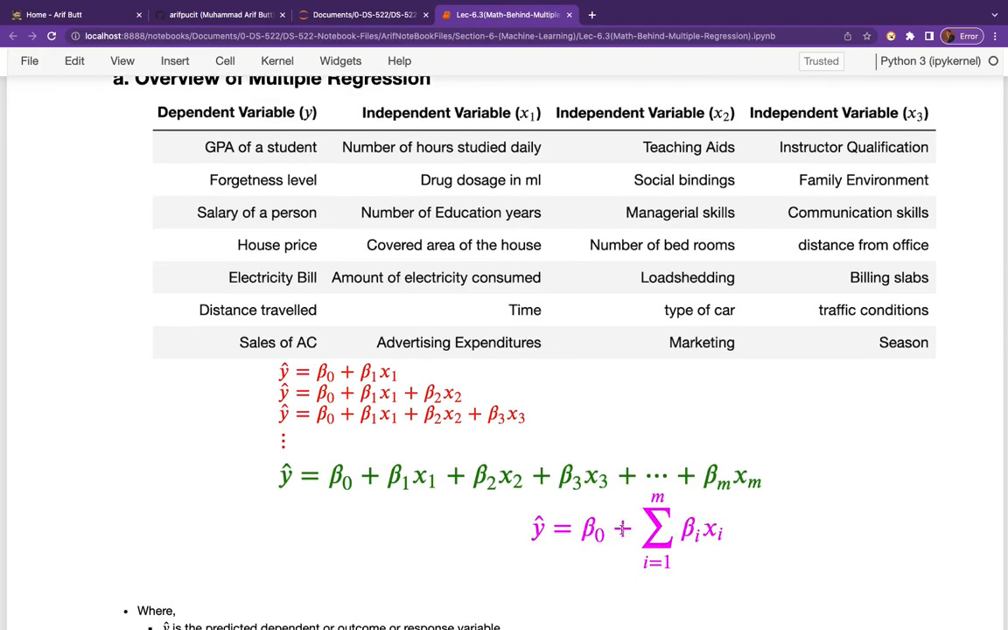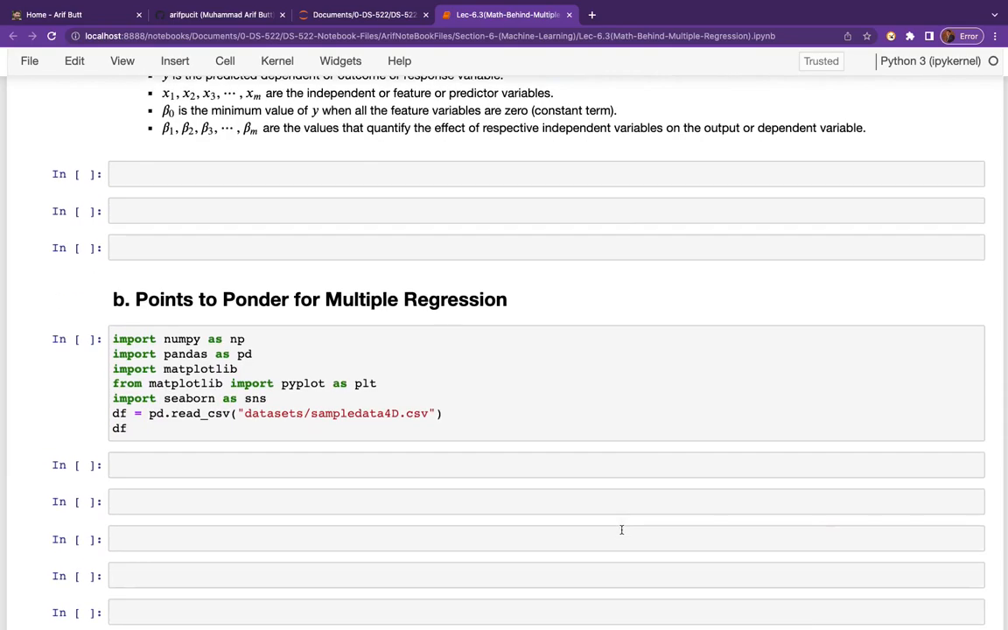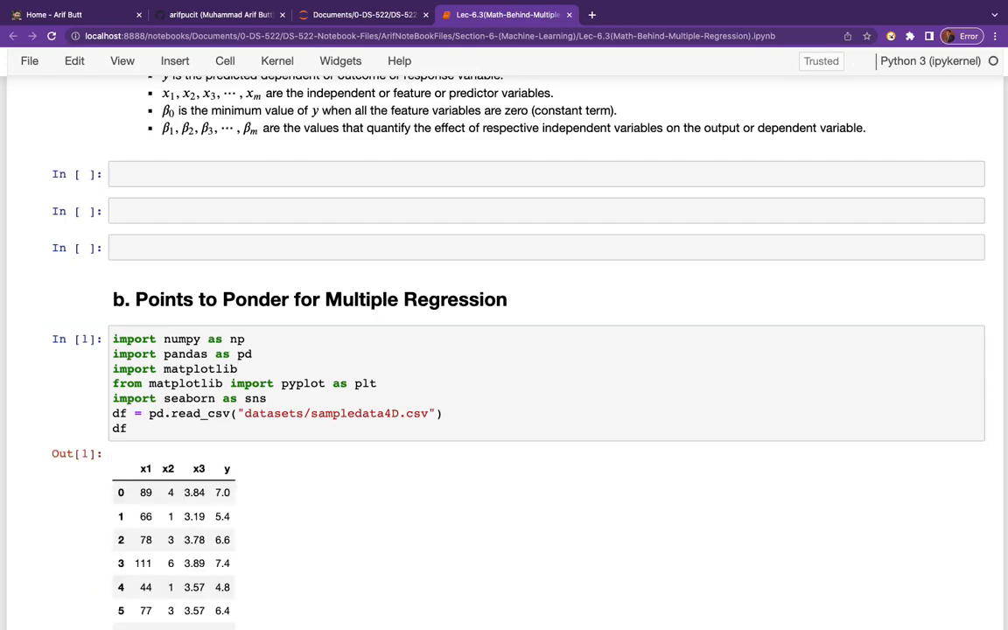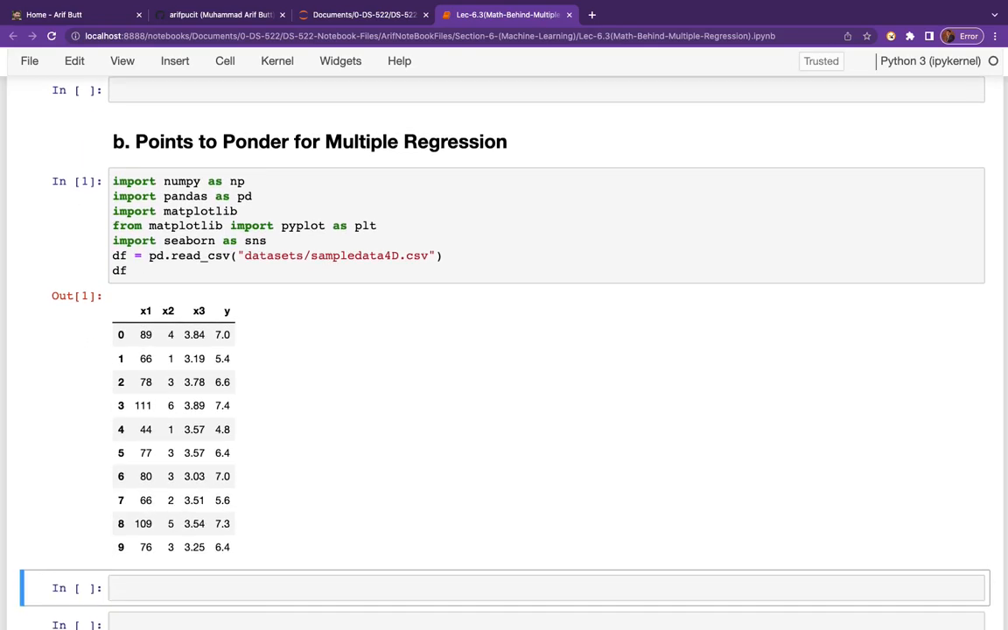Okay, so fine. Now we have a fair idea about what is multiple linear regression. And before we learn how to do multiple linear regression, let me touch upon two related concepts. One is multicollinearity and the other is overfitting. Let me use this simple data set for this. Let me load this toy data set from a CSV file into a pandas data frame.